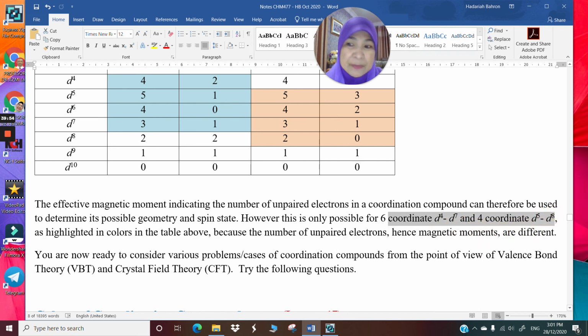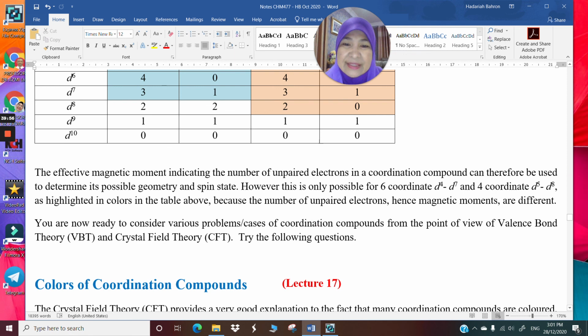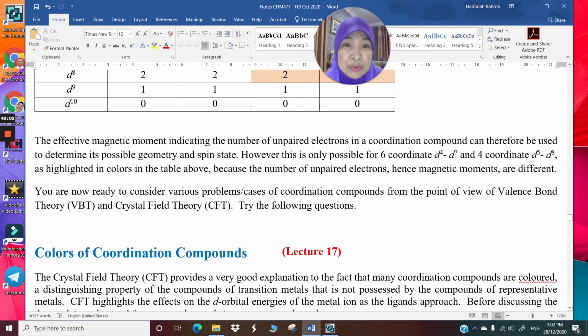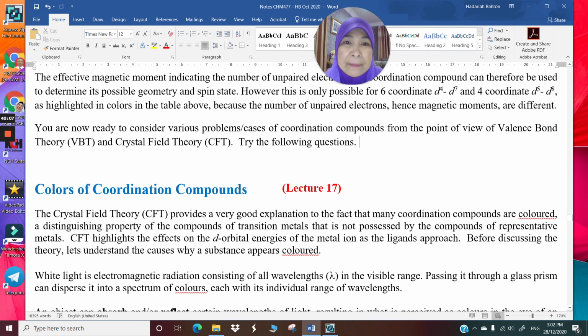species here. Right? There are a few questions that I'm going to be posting after this. And I'm going to stop my lecture number 16 here on magnetism. My lecture 17 will be dealing with colors of coordination compounds, and that will be the next one. So that's it. Thank you very much for listening.